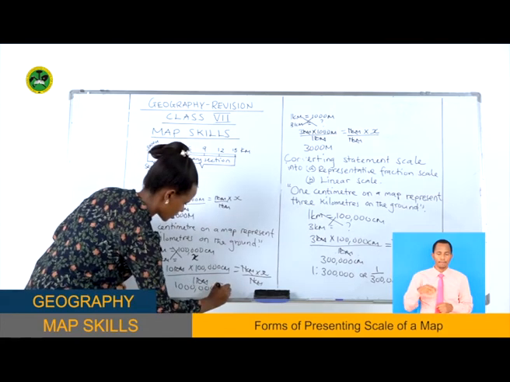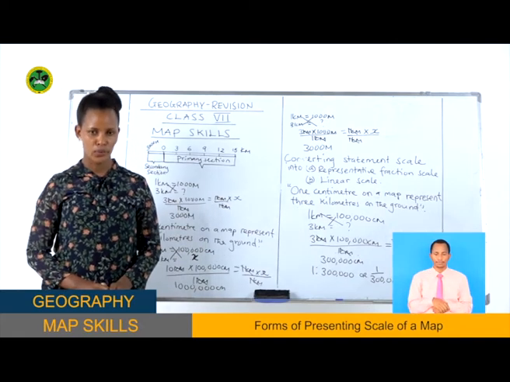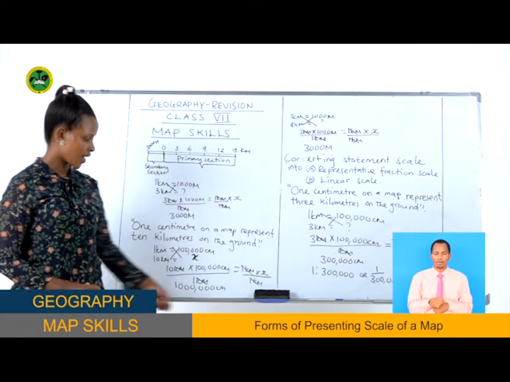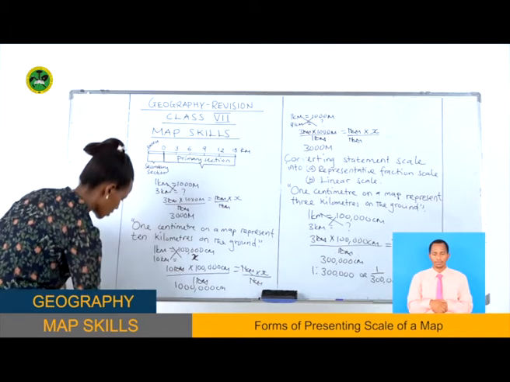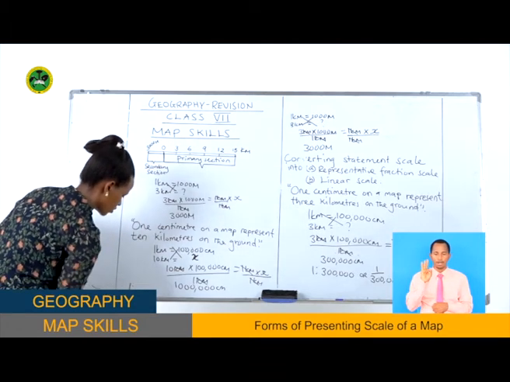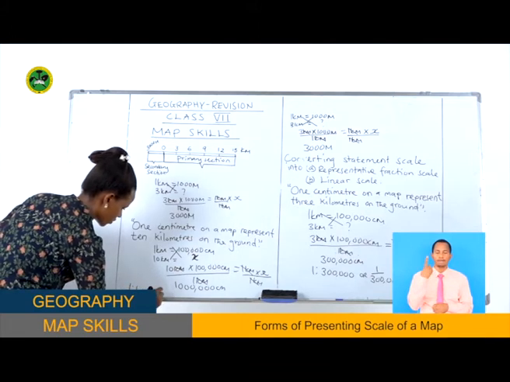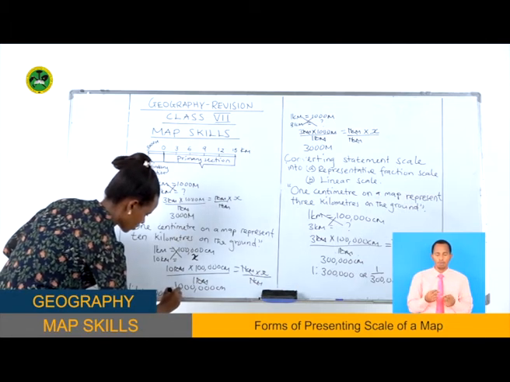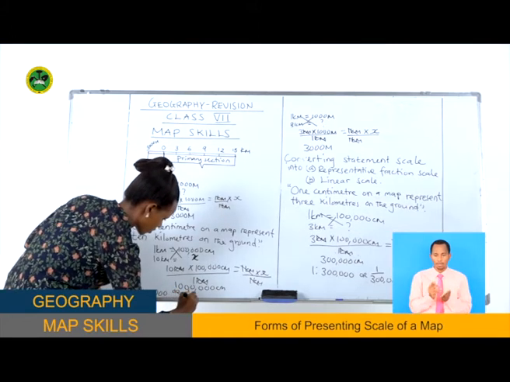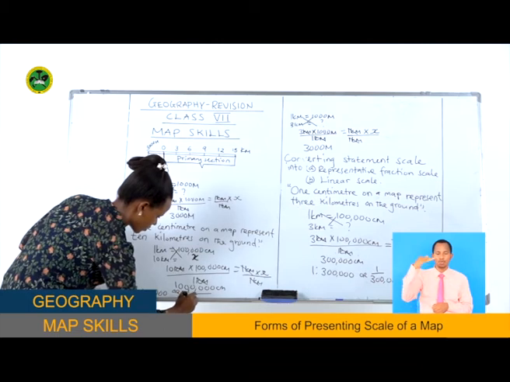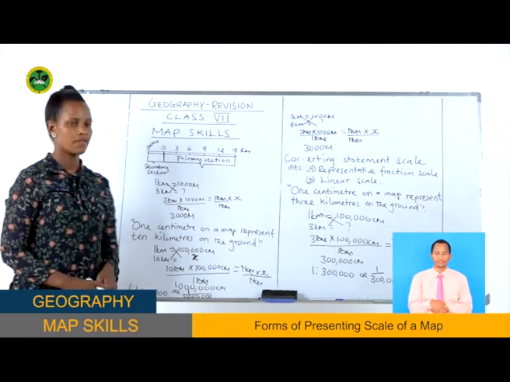1,000,000 centimeters. Is this the proper way of writing representative fraction scale? No. So you have to write RF scale as ratio or as fraction. As ratio, you can write 1 ratio or colon 1,000,000, or it can read 1 over 1,000,000 as fraction scale.